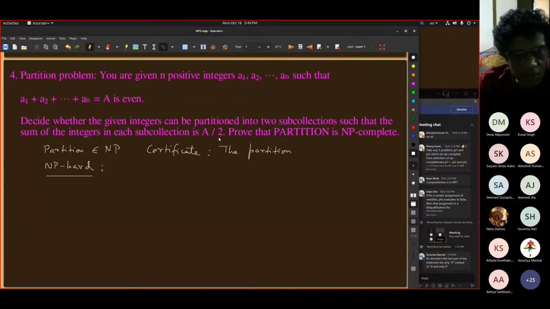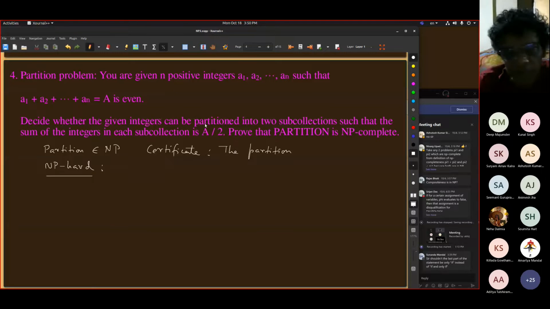Of course, your intuition is correct, but there is some connection. The most natural problem from which I will reduce is the subset sum problem. So what is the subset sum problem? You are given such a collection and you would like to find out whether you can choose some of the elements from the collection that achieve a total sum of some target T. In this case, the target is A by 2, half of the sum.